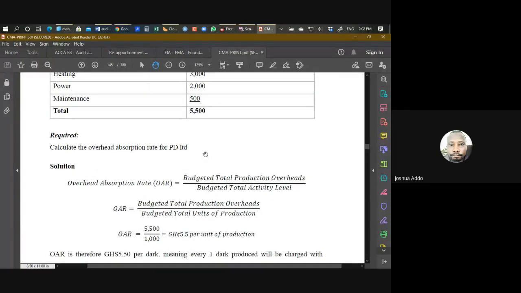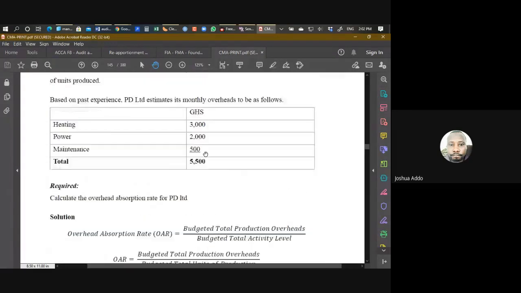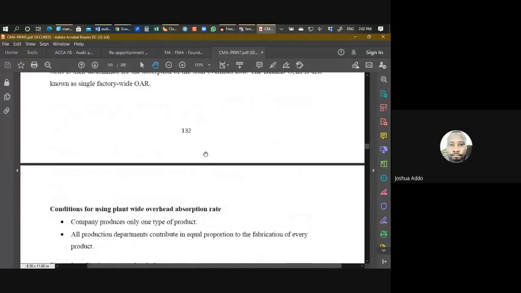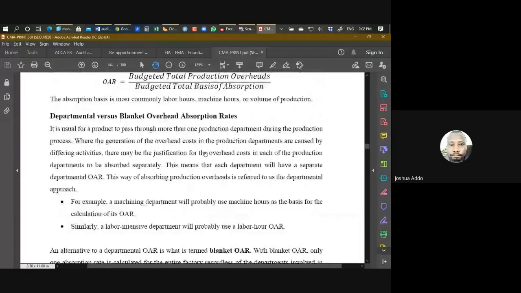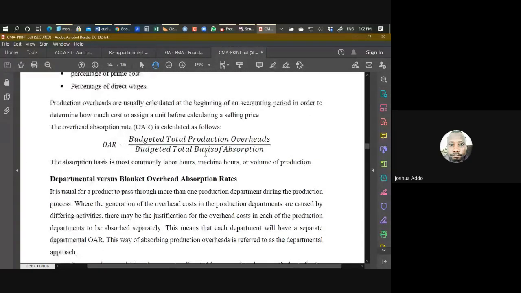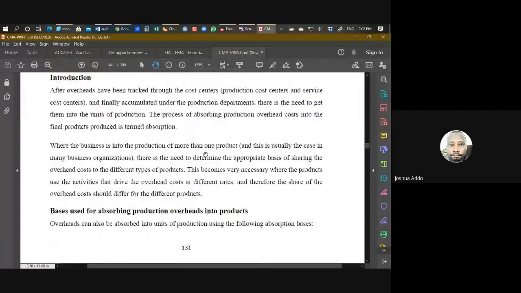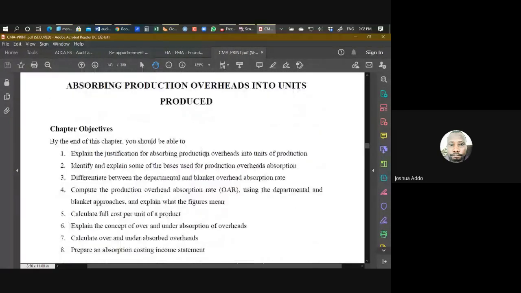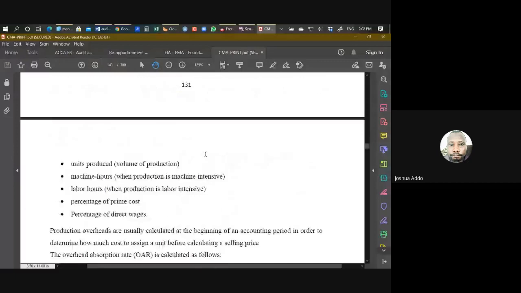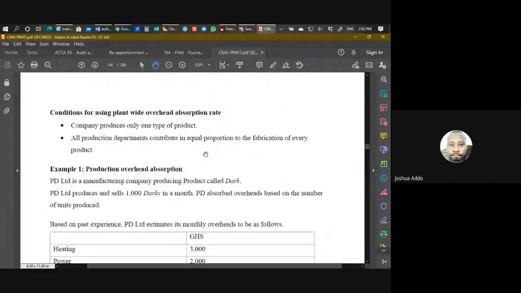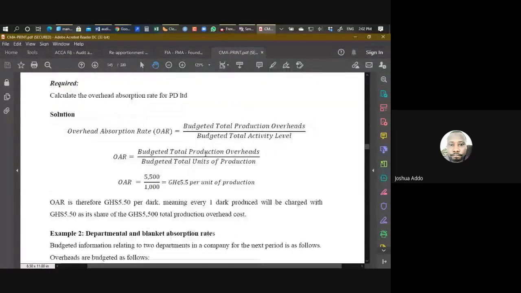Calculate the overhead absorption rate for PD Limited. Don't worry about the question itself. I'm using it to explain something. Before we come to the solution, let's look at something: basis of apportionment.